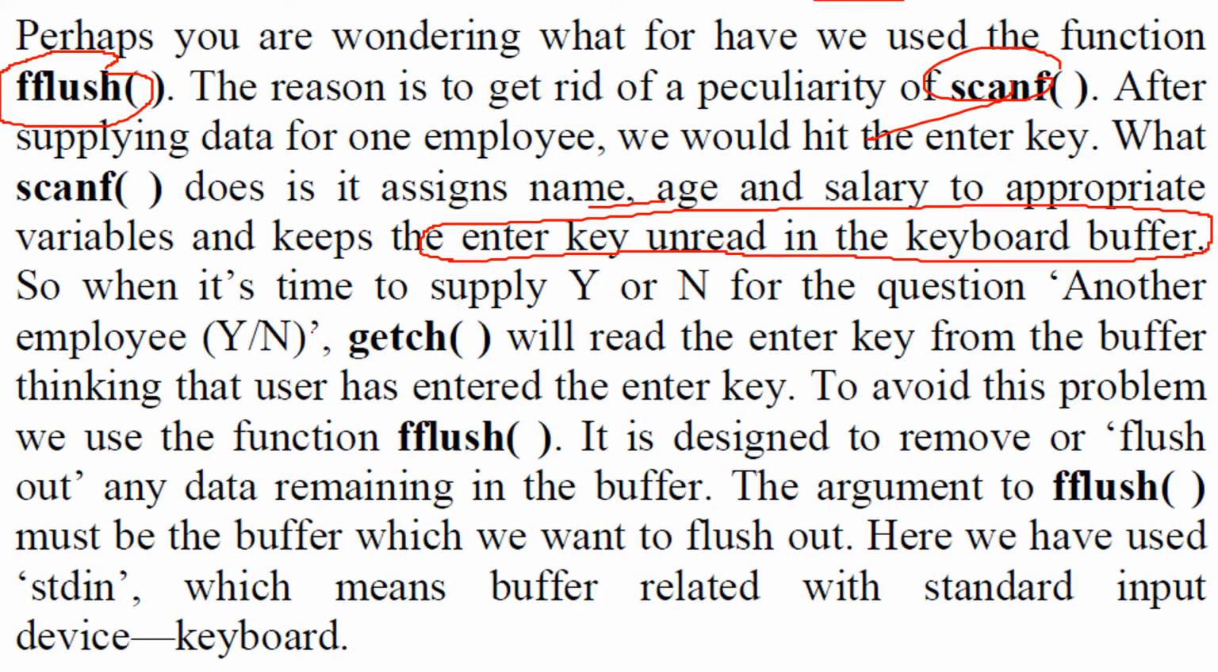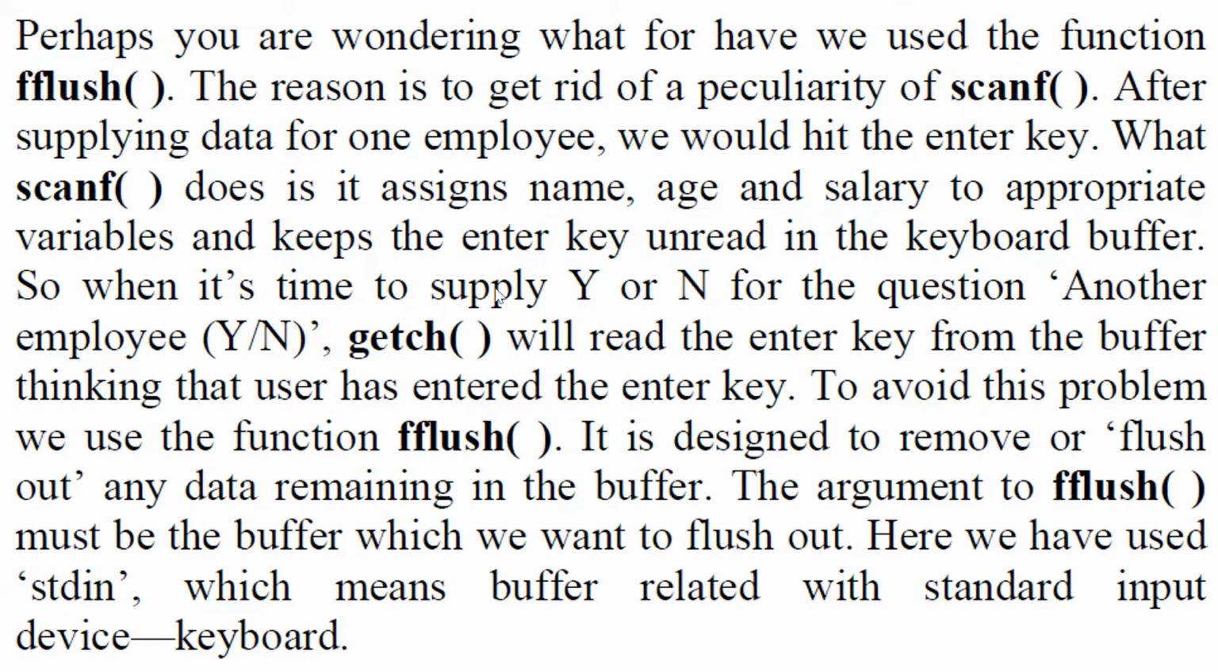So when it's time to supply y or no, if that question arises in our program, getch will read the enter key from the buffer, thinking that the user has actually pressed the enter key. In order to avoid this situation, we use fflush. It is designed to flush out anything which is remaining in the buffer. The argument in fflush we have used is stdin. Stdin stands for standard input, which is actually the keyboard.